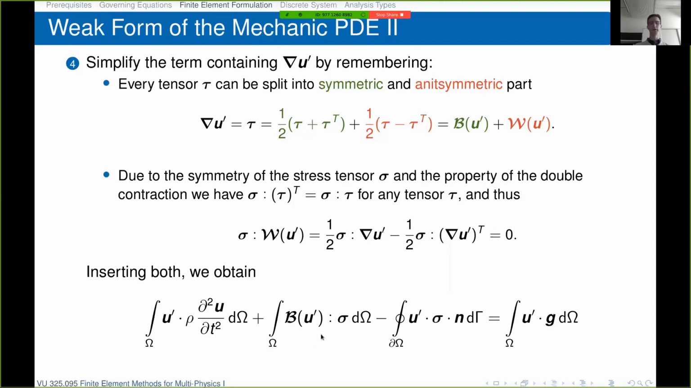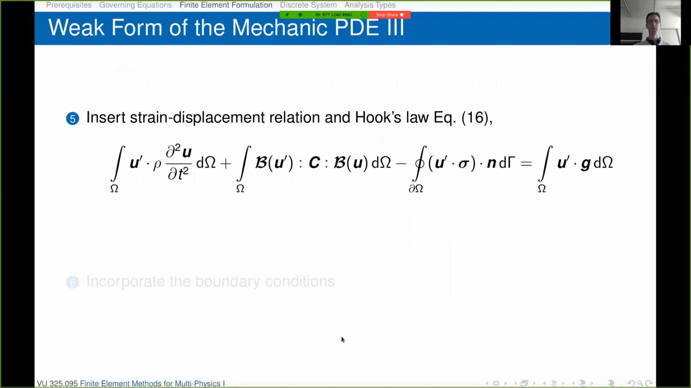And the final thing to do is to insert the expression for sigma, so our constitutive relation. So here we will put in the strain displacement relation and Hooke's law both at once. So the sigma is transformed into C double contracted with B of u.